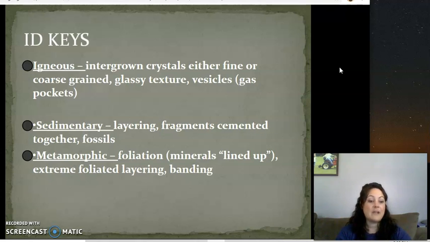Sedimentary, obviously if it has fossils, that's a pretty easy one. If there's layering, if there's fragments within the rock, then it's going to be sedimentary. And finally, metamorphic, you're going to see foliation or lined up minerals. It's a little bit harder to see distinction with metamorphic rocks. So with sedimentary, you can see the fossils, you can see the big chunks of rocks. Igneous, you're going to see the crystals, you'll see the gas pockets. Metamorphic, if it's just pretty smooth and boring, it's probably metamorphic.